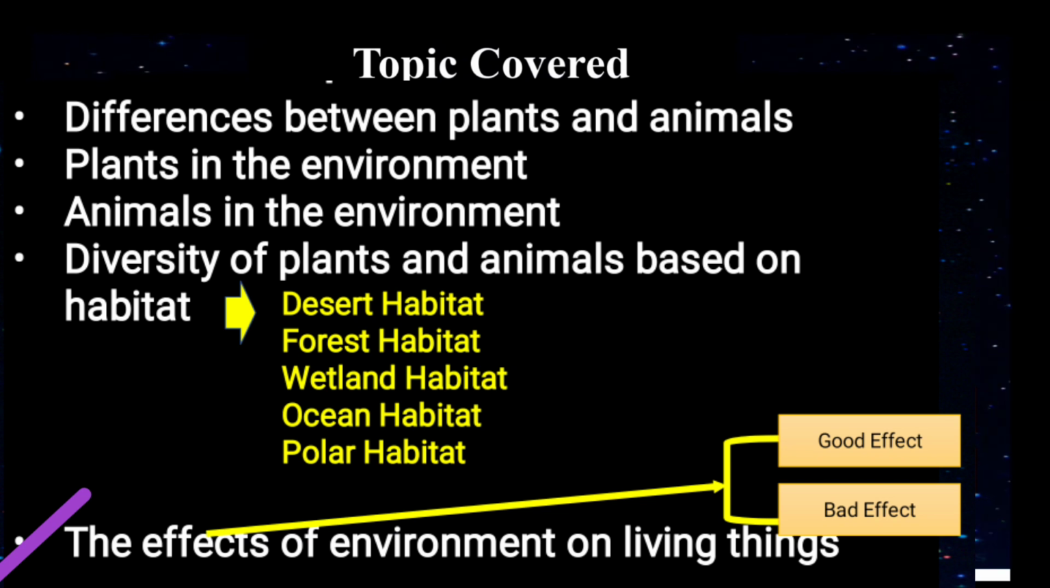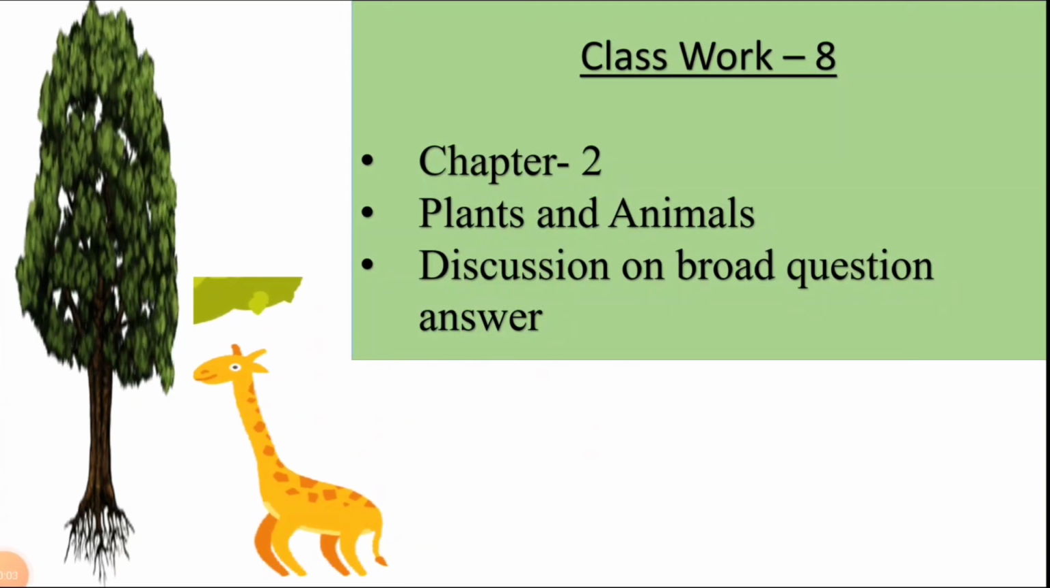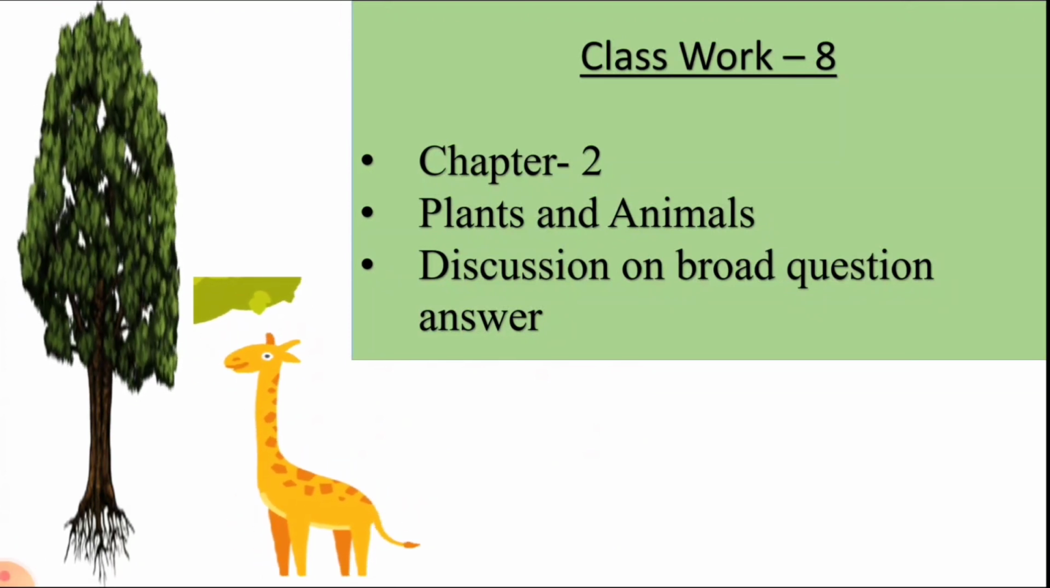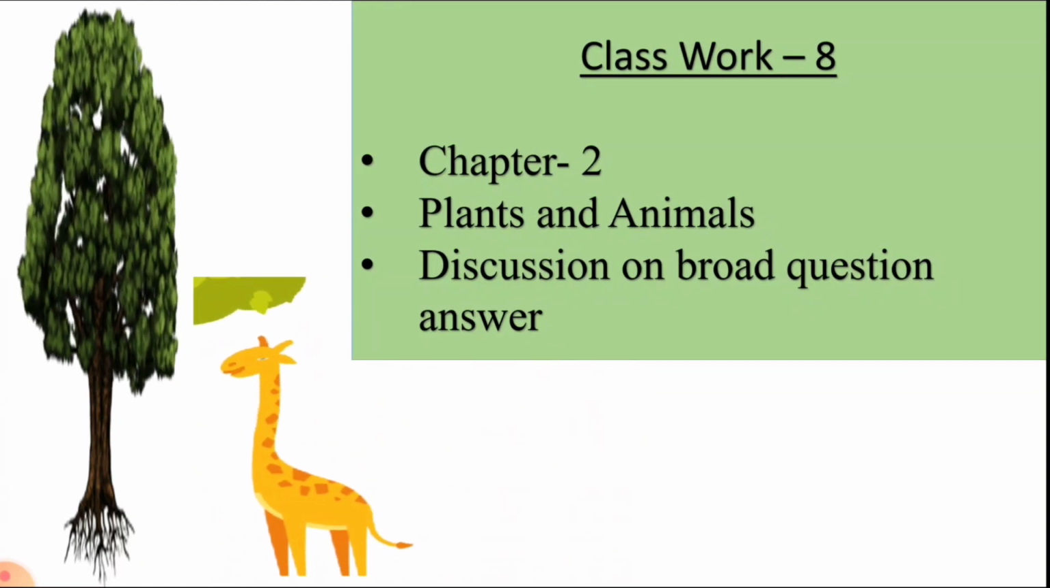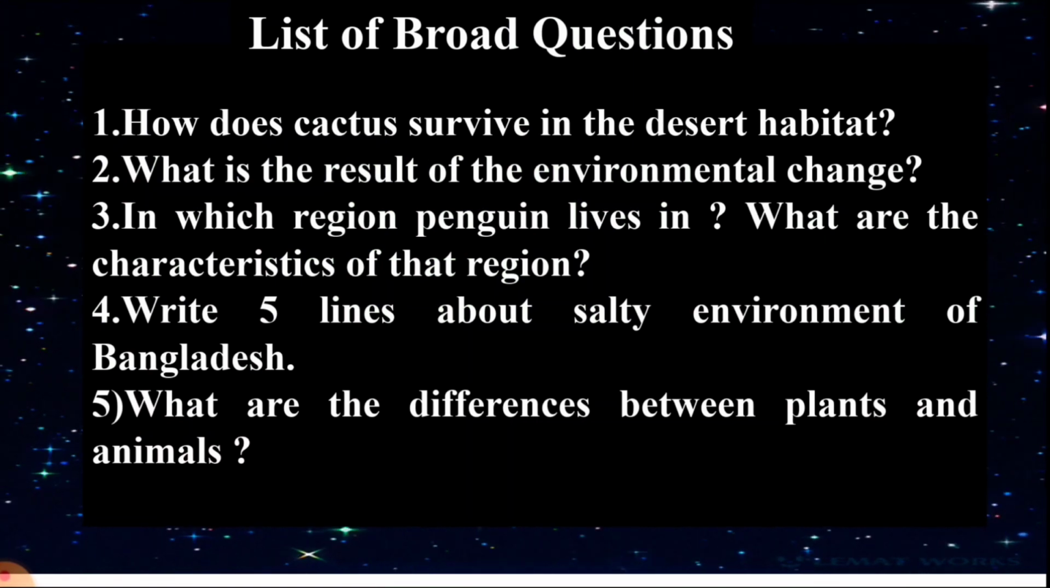So now we can discuss the broad question answer. As we have reviewed the whole chapter, now we can talk about the broad questions that can come from this chapter. Our today's classwork number is 8. We are going to discuss the broad question answer of chapter 2. The chapter name is Plants and Animals. Let's see the question list.